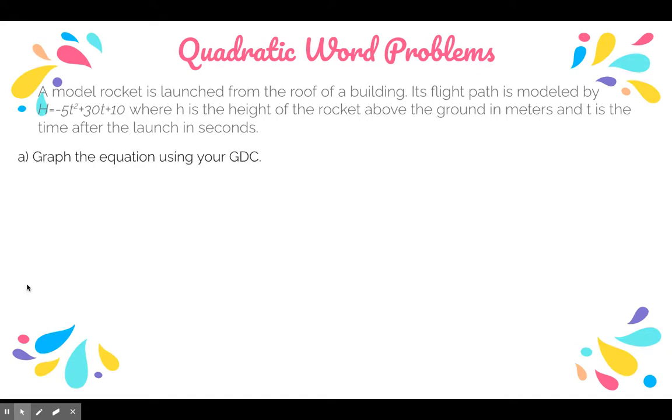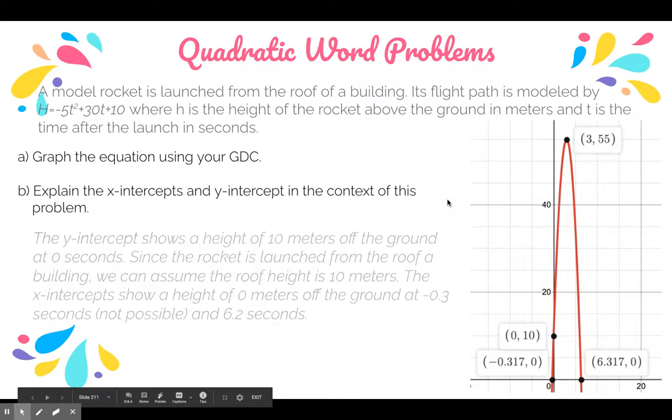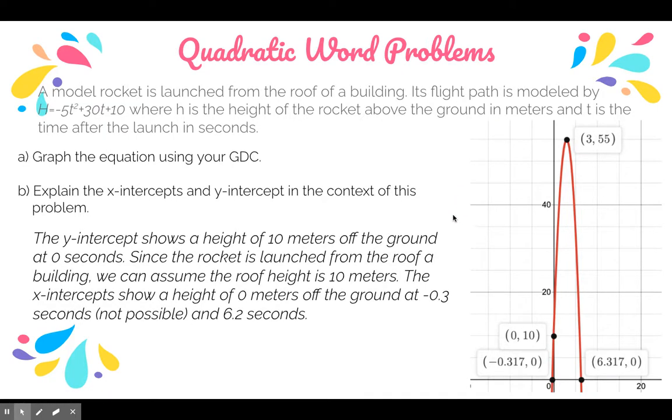First, I'm going to graph it on my calculator. So here's the graph. You'll notice some important points. First off, here's the vertex, the maximum height of the rocket. Here are the two x-intercepts, and here is the y-intercept. So let's interpret those. The x-intercepts show the height at 0 meters off the ground, and it's at negative 0.3 seconds and 6.2 seconds.